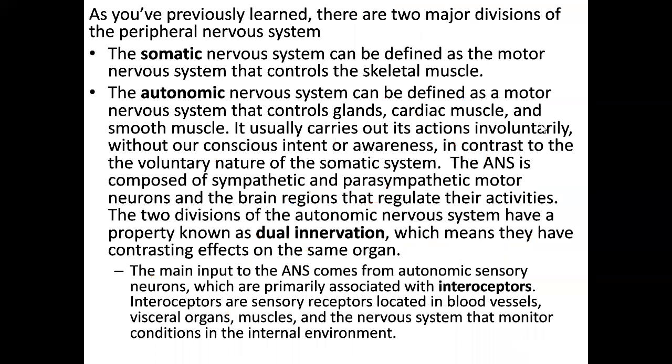Okay, let's move on from reflexes. All right, what we're going to do now is really change gears to talking more about the autonomic nervous system. We've spent the last few slides talking more about somatic than autonomic. Let's get into more of the autonomic stuff.